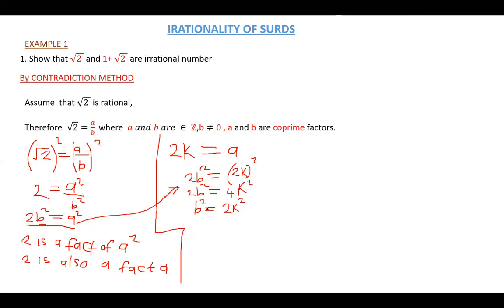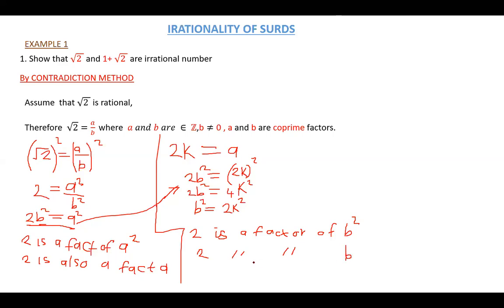Now, in this case, we are dealing with b. So what I mean by that is that this 2 is a factor of b squared. This 2 is a factor of b. This 2 is also a factor of b.